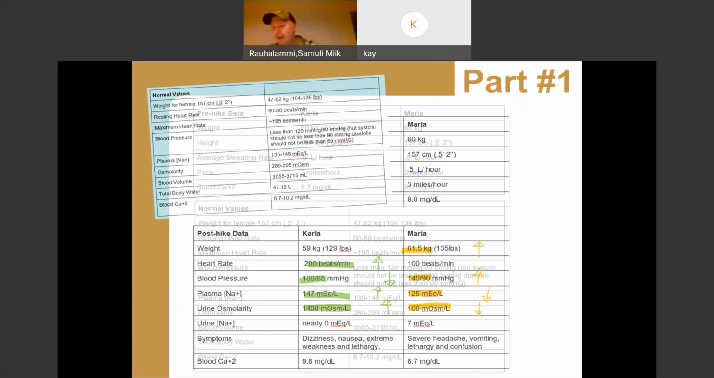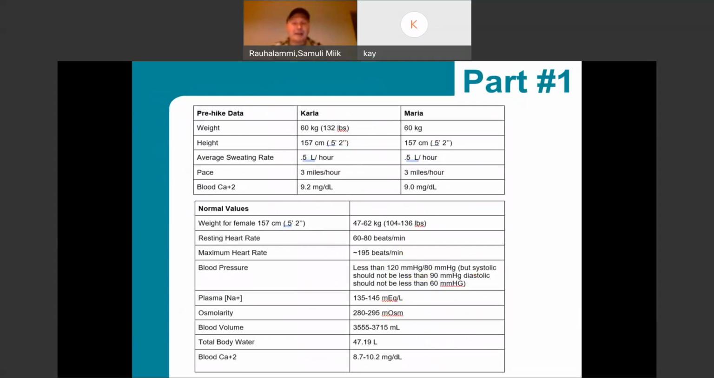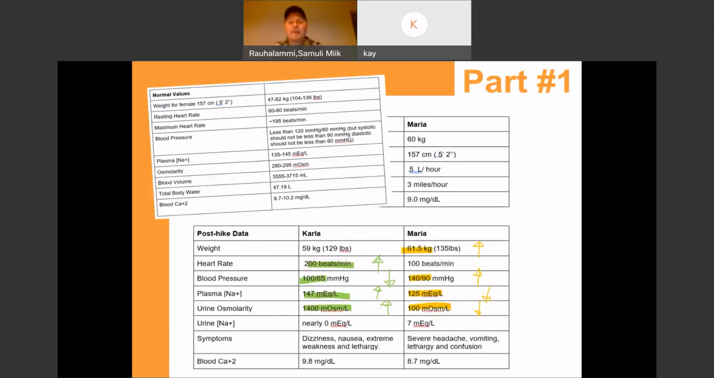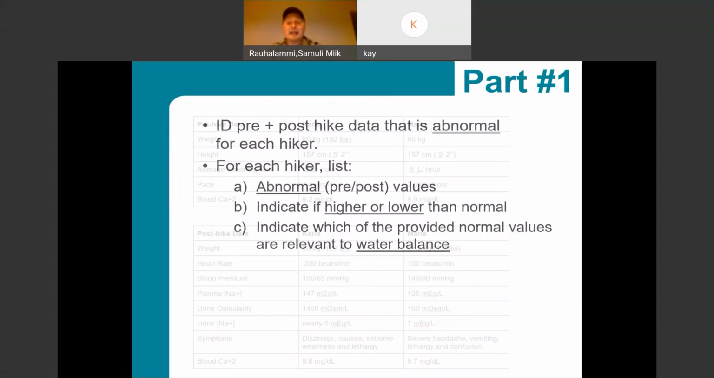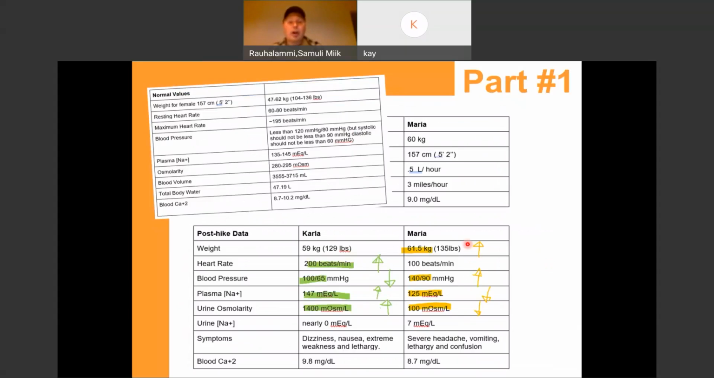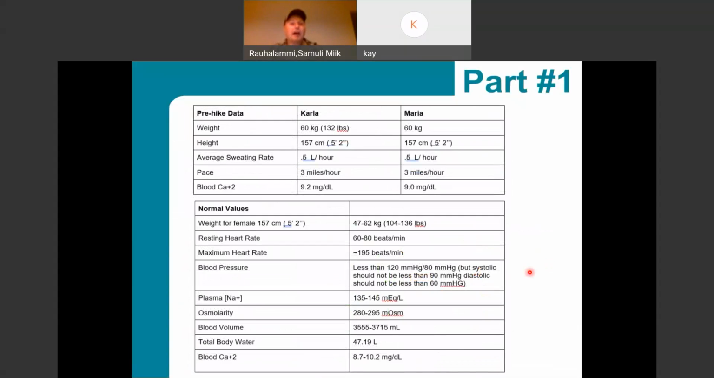The second part of the part one question was for us to indicate which of the values are relevant to the water balance. And again, you can simply highlight these on your answer sheet. So let's have a look at these together.